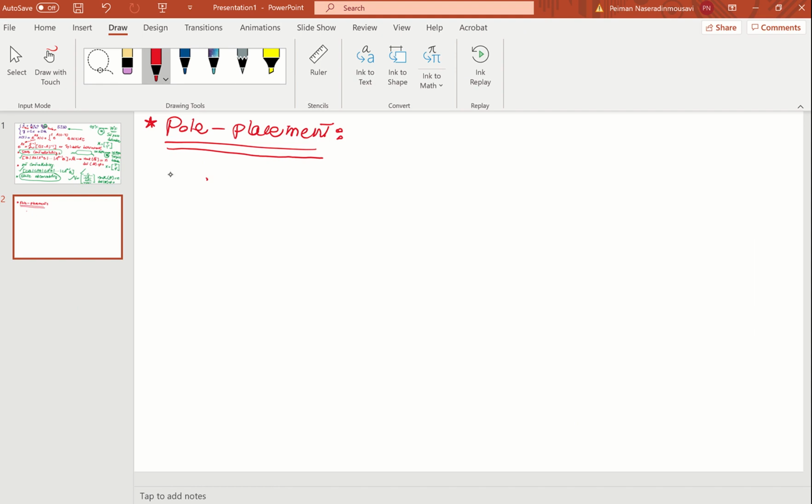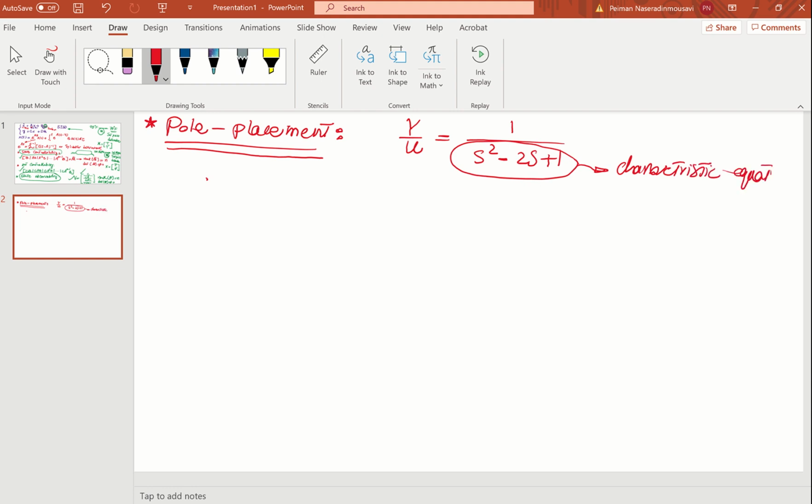This builds on undergraduate control. Remember, if this is y over u, output over input, suppose here is 1, this is s square minus 2s plus 1. You have such a system from undergraduate control. The roots of this denominator, that characteristic equation, are the poles of the system.